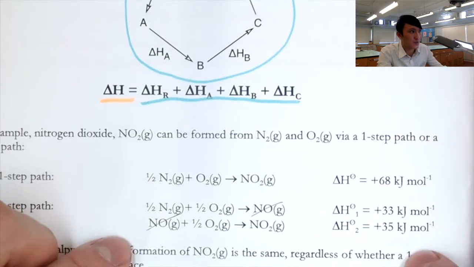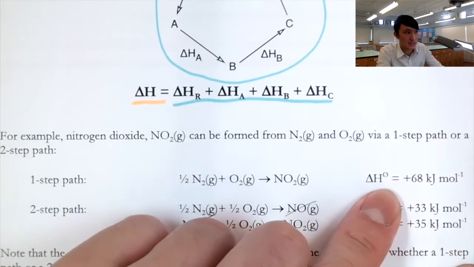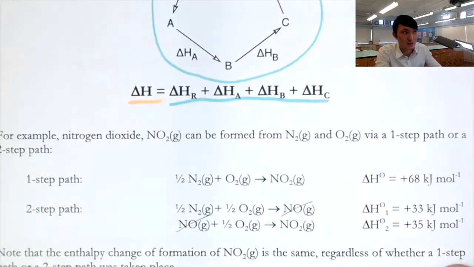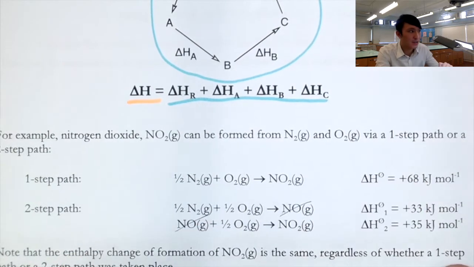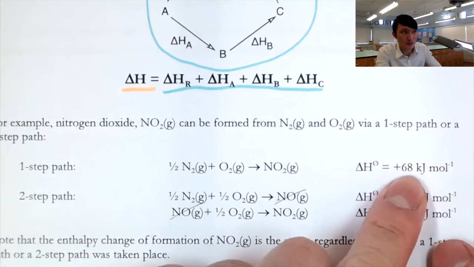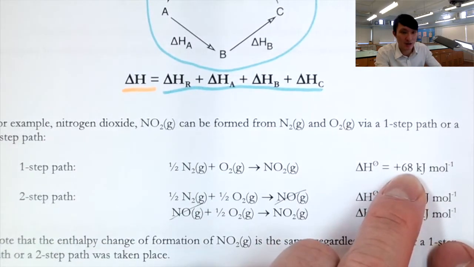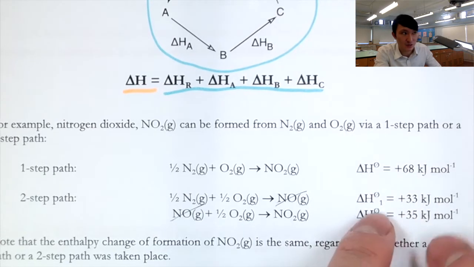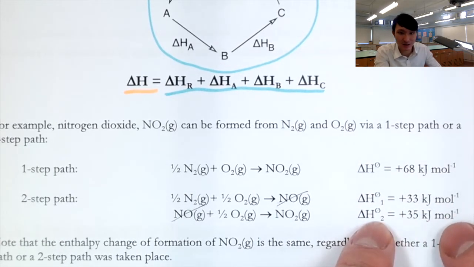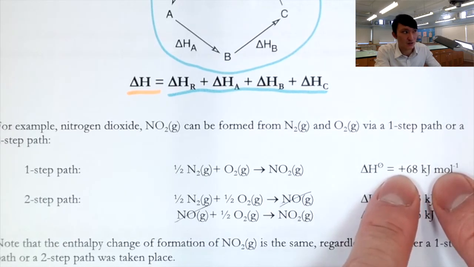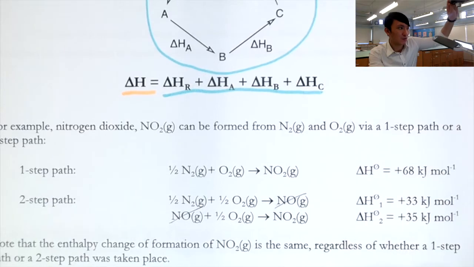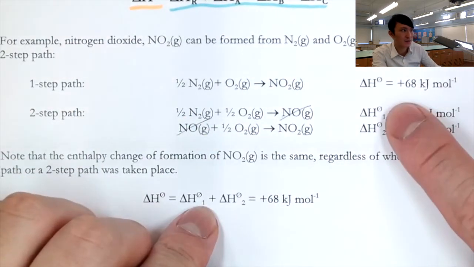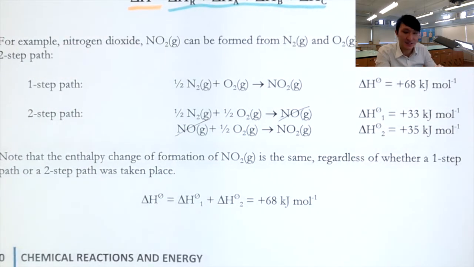So that's why we will say that no matter whether you take a one-step path or the two-step path, the enthalpy change involved would be the same. 33 plus 35 equals 68, okay? So if you can't find this enthalpy change directly, but you are somehow able to find out the enthalpy change of these two, then you can simply use these two enthalpy terms to indirectly calculate the enthalpy change of this reaction. All right? So if you go down here, you see how the delta H naught equals delta H naught 1 plus delta H naught 2. Okay, that's the idea.